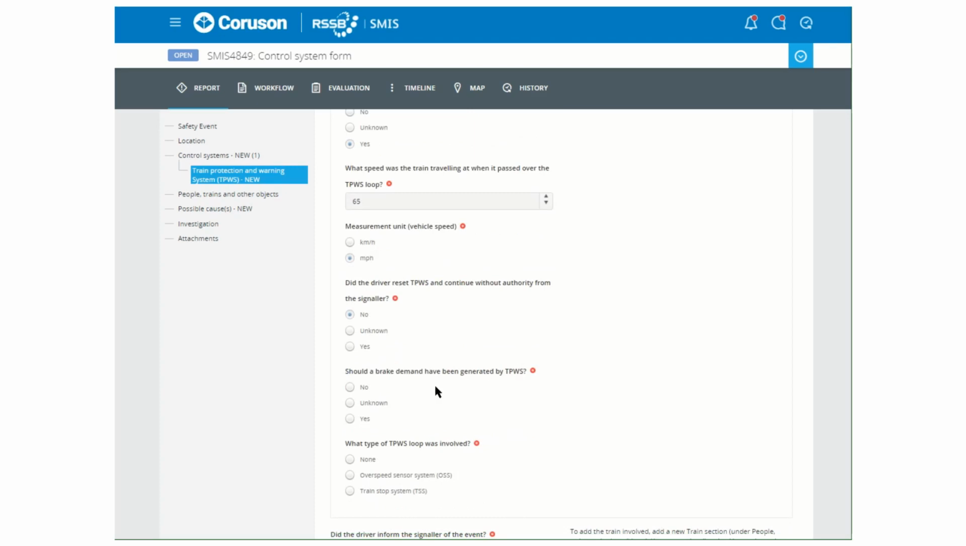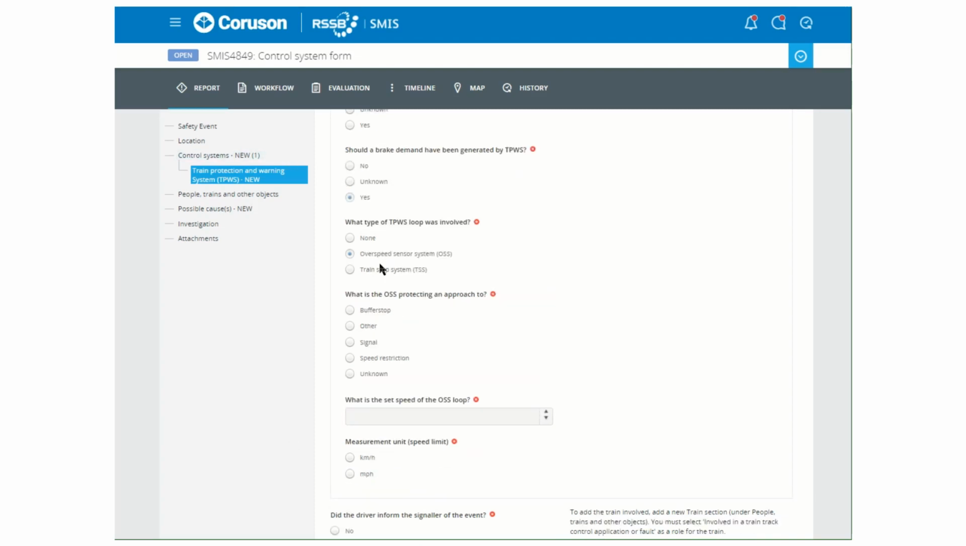Then we have, should a brake demand have been generated by TPWS? In this instance, yes, it should. This means that the system was working as intended. The next question is, what type of TPWS loop was involved? So in this example, it was an overspeed sensor system, so OSS.